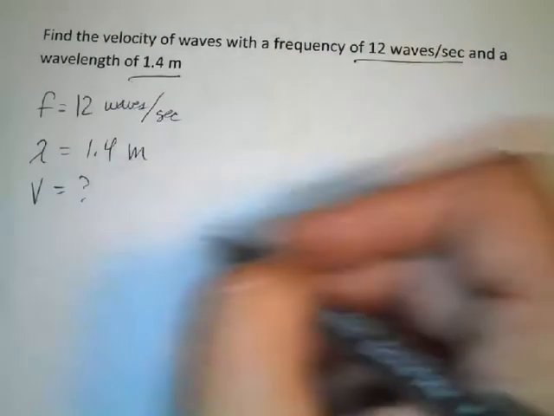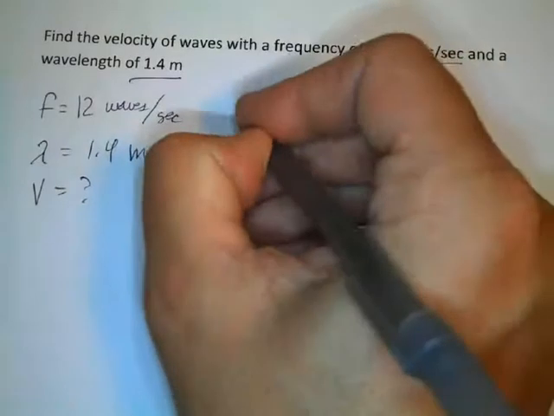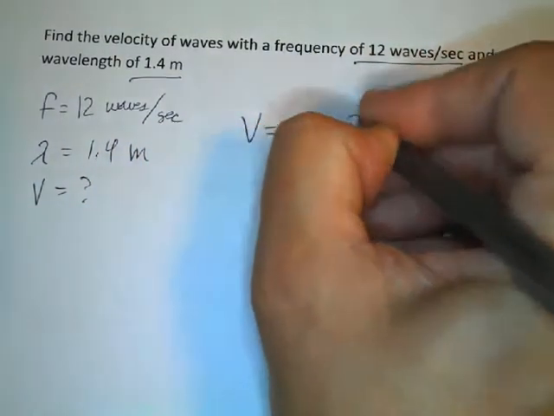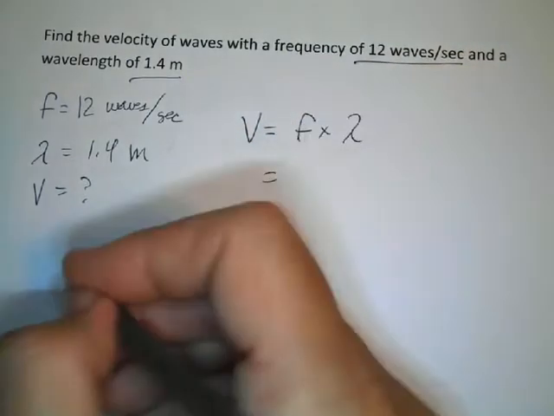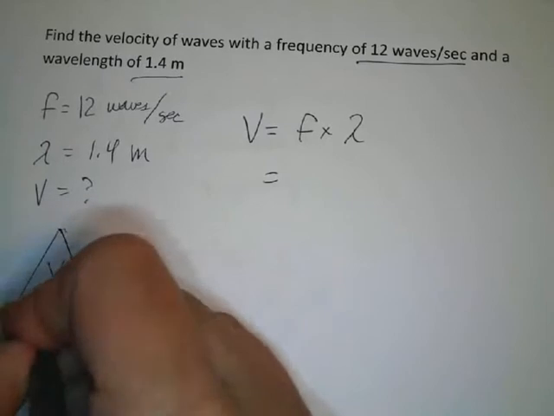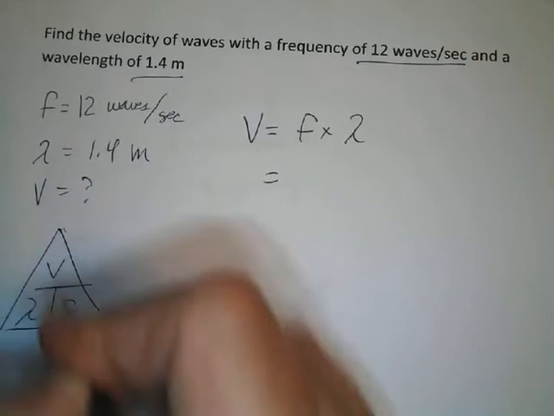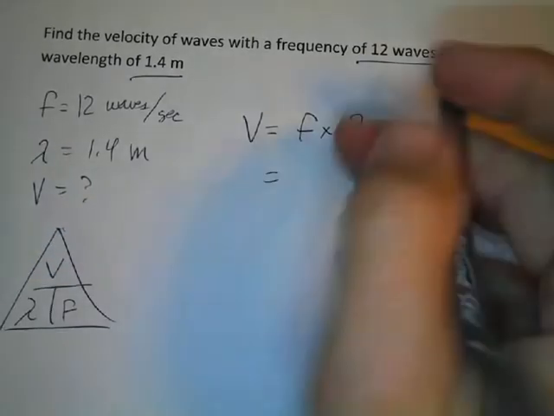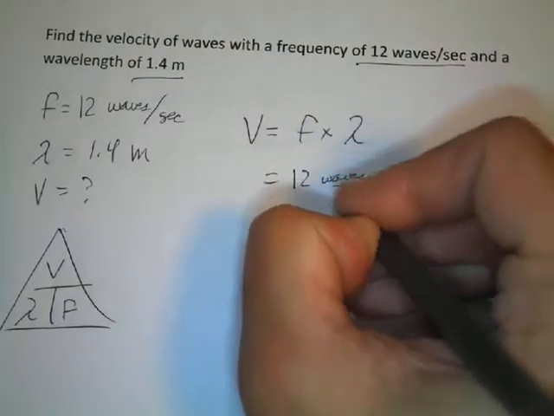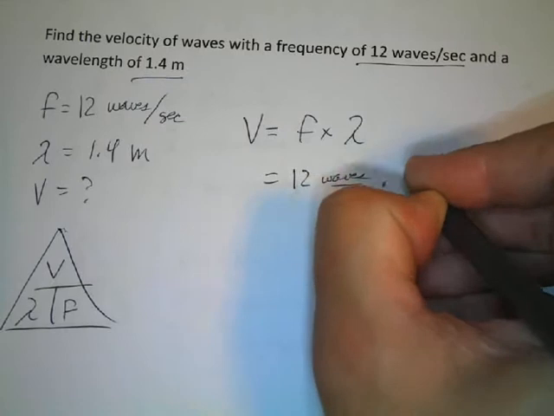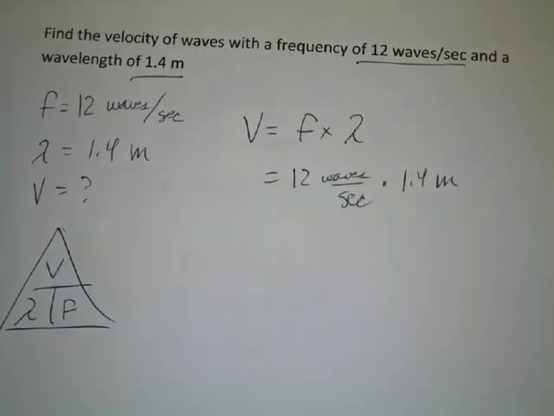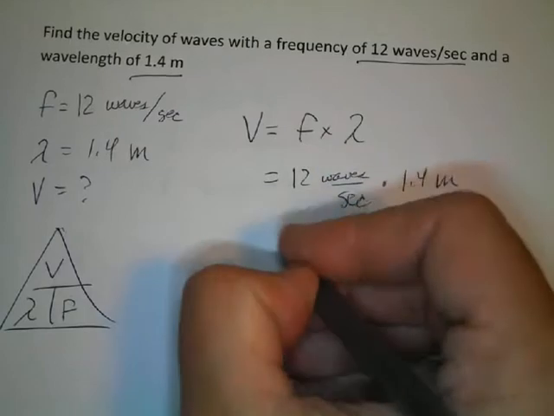So according to that equation, v is equal to f times lambda. I should probably be consistent and put the equation here so that you can see it. All right, so there it is. My frequency is 12 waves per second, and my wavelength is 1.4 meters. And that results in a velocity of 16.8 meters per second.